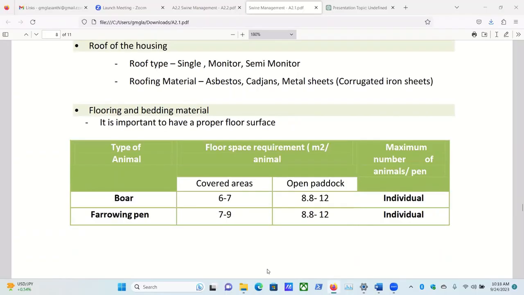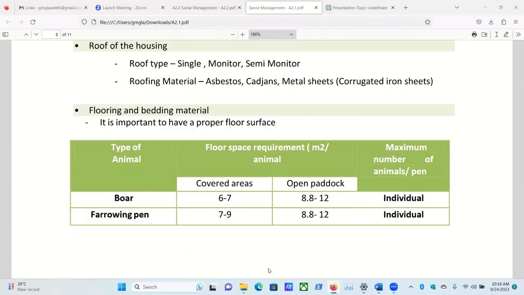For the roof of the housing, you know what the available roof types are: single, semi-monitor, monitor. You learned them in broiler housing. So we can decide what type of roof should be there, compatible with the climatic condition of the area, and build single low, double low, monitor low, or semi-monitor type roofs.